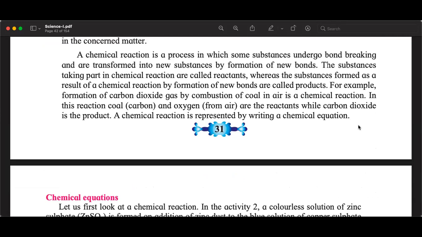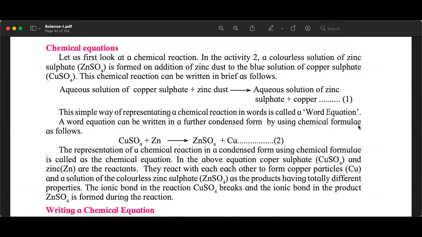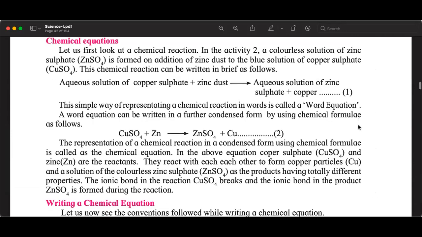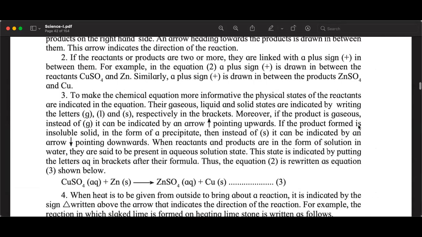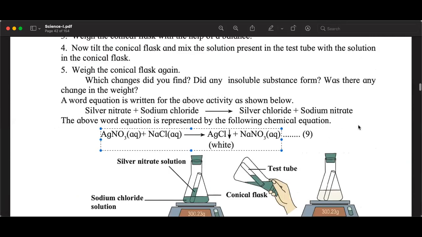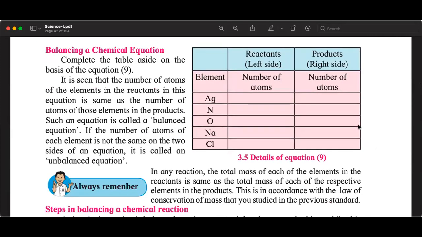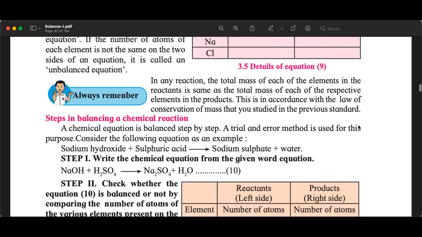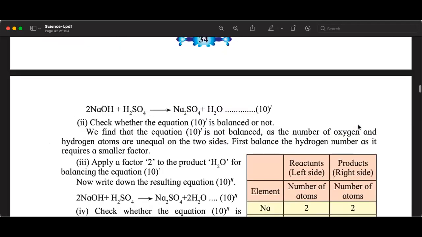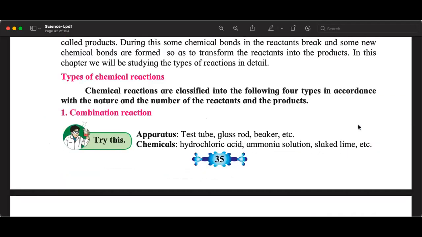Most of it we have already studied previously last year. The real chapter starts from here, page number 32, chemical equations. And it's a very mathematical looking part. It continues to another page which says balancing a chemical equation. So from chemical reaction to chemical equation to balancing a chemical equation. Continues to page number 35.